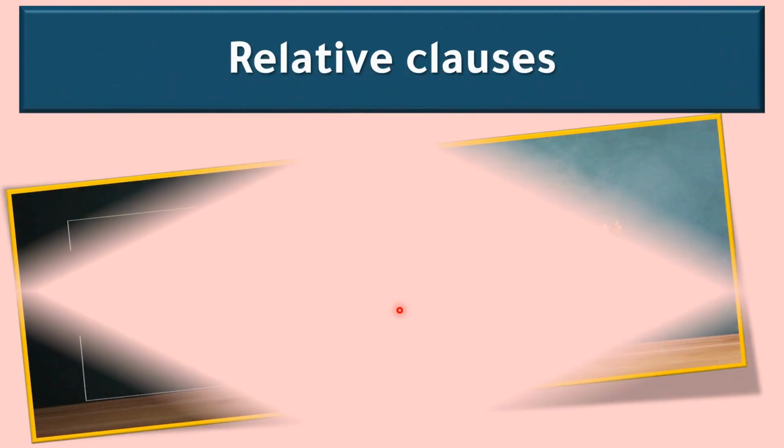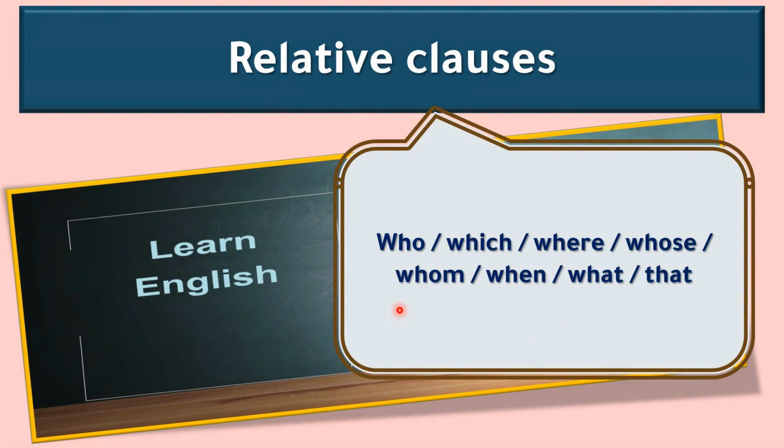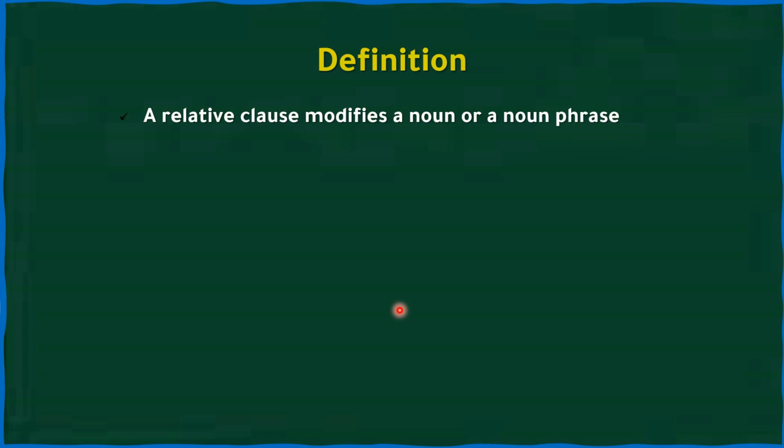Now, let's move to the course of the relative clauses, which are who, which, where, whose, whom, when, what, that. First, what is a relative clause and how do we use it to connect two sentences? A relative clause modifies a noun or a noun phrase. A noun like, for example, Khalid, Ali, Abdurrahim, Uthman. A noun phrase like the cat, the door, the window, and so forth.